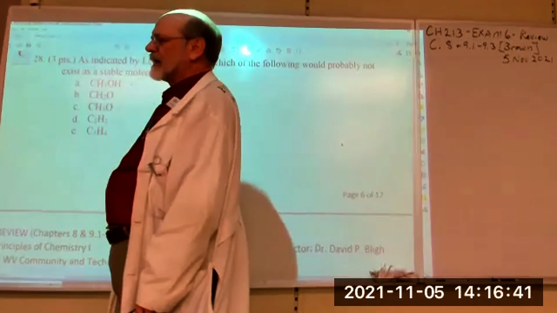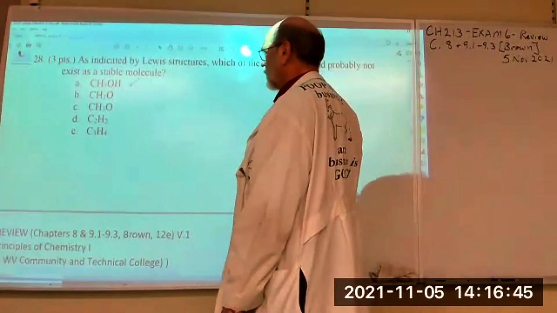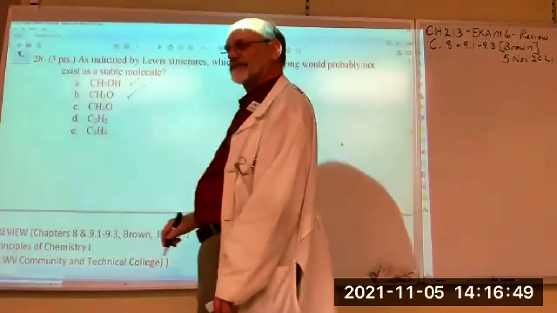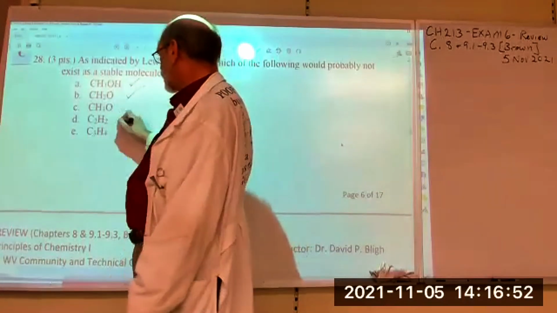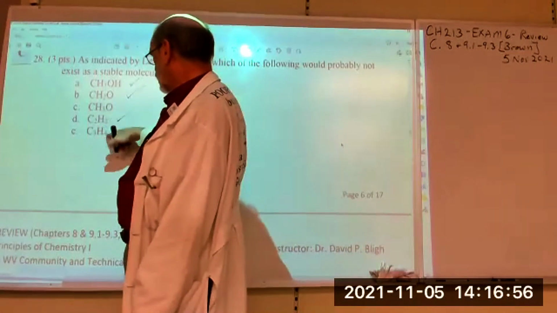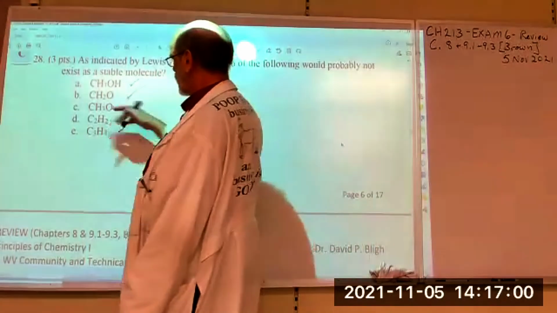CH2O is formaldehyde. We know that was good. This one's acetylene. Well, that was good. It's between these two. So CH3O, how about that?